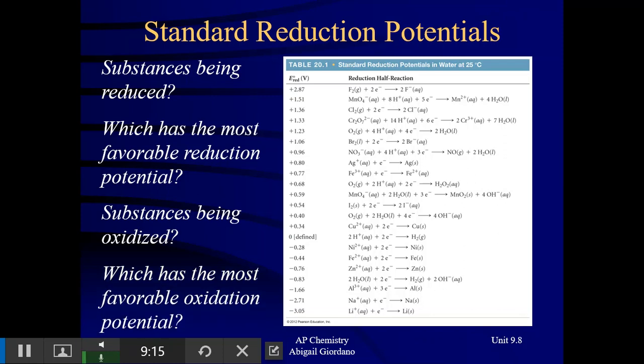Which thing in this chart has the most favorable oxidation potential? Remember what I said earlier: the more positive the potential, the more favorable that process is. So I want you to imagine every reaction on this chart flipped around and all of the potentials opposite in sign. I'm hoping you were able to answer that solid lithium, not lithium ion, is the most favorable thing to be oxidized in this chart, because if I change the sign, I get positive 3.05. That gives me the most positive oxidation potential in this chart. I just wanted to help you get to know this chart a little bit because you're going to use it a lot.